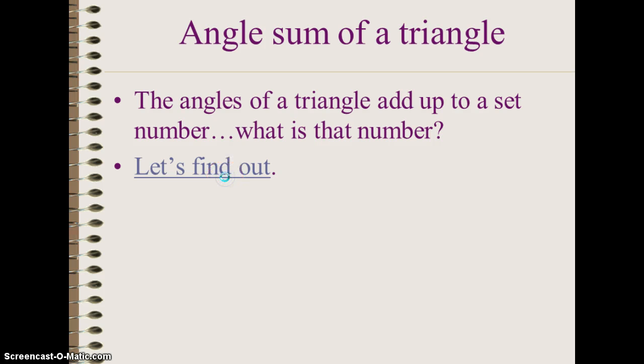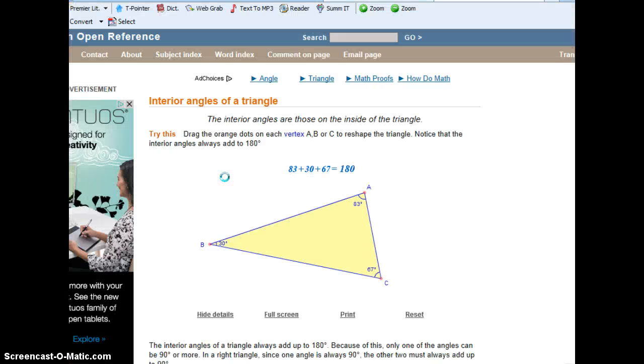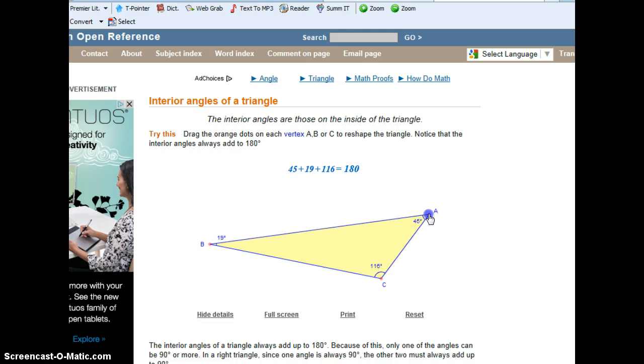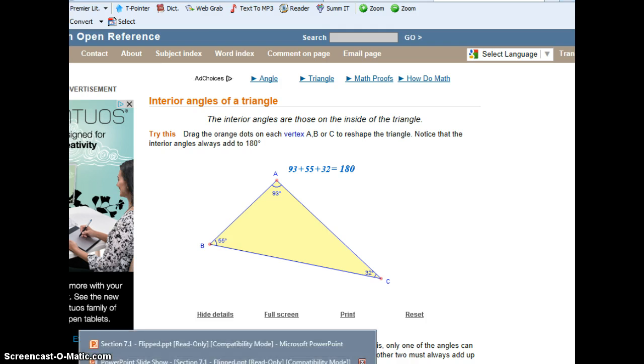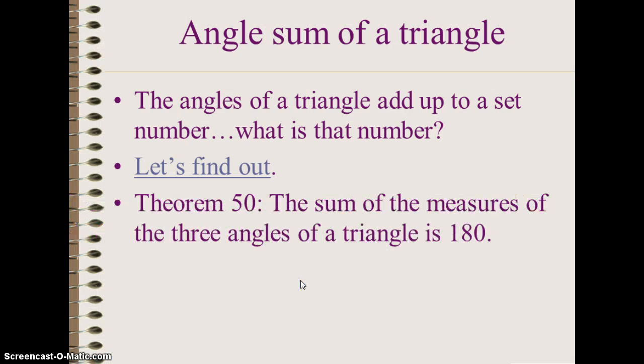So if we look at this little application on the internet, we'll notice here that we have a triangle ABC. We have three angles, 83 degrees, 67 degrees, and 30 degrees. And when I put them together, I get 180 degrees. So if I drag this orange dot around, you'll notice that my angle measurements are changing, but the sum is not. All three angles added up are still going to equal 180 degrees. And so that's the main thing for that particular theorem: if I add up all the angles of a triangle, the sum of the angles, they're going to equal 180 degrees.